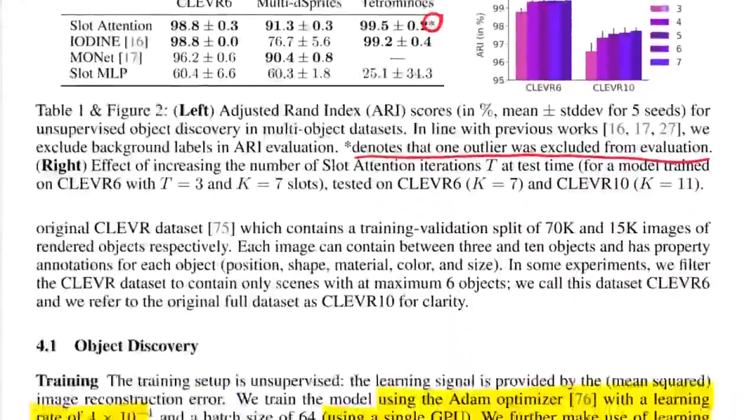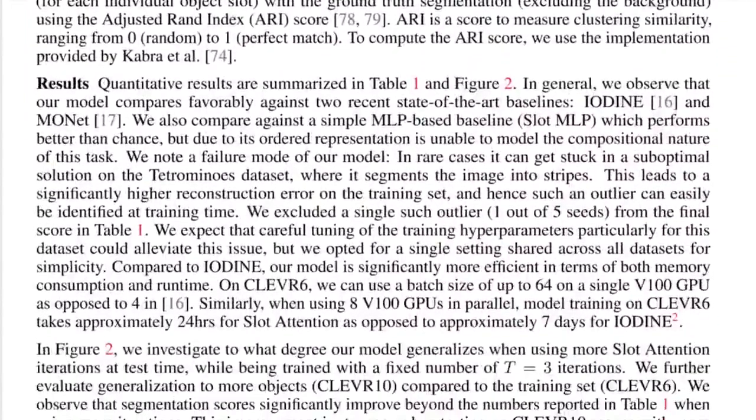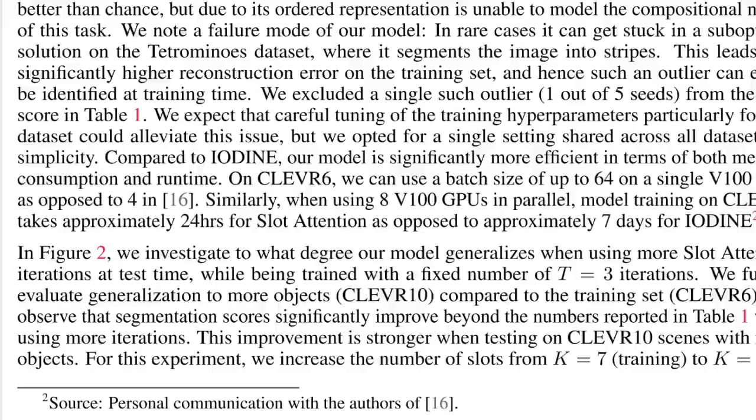I'd rather have research move in a direction where we just show cool ideas and that they work, and that's what this paper does, to be fair. What I do have more of a problem with a little bit is this here. On CLEVR6, we can use a batch size of up to 64 on a single V100 GPU as opposed to 4 in this IODINE baseline, right? Compared to IODINE, our model is significantly more efficient in terms of both memory consumption and runtime, which is something I believe, but this characterization that they use a batch size of 4, and here in this paper, they can use a size up to 64 on a single V100 GPU.